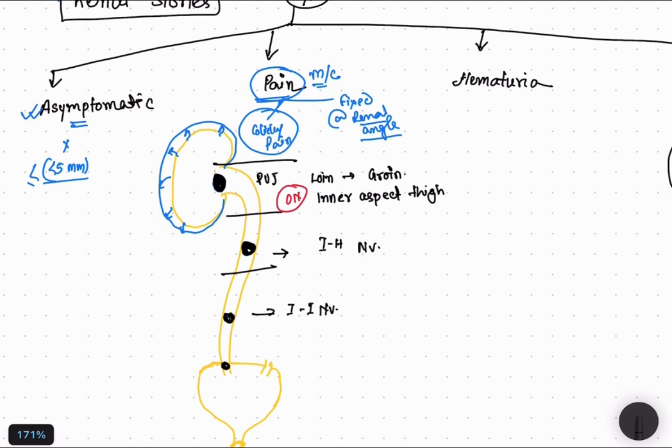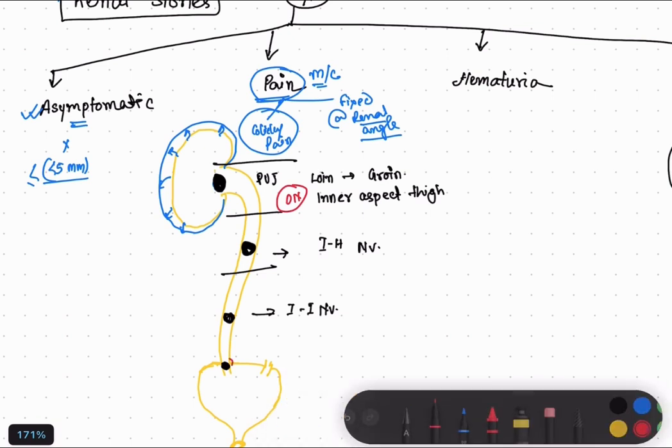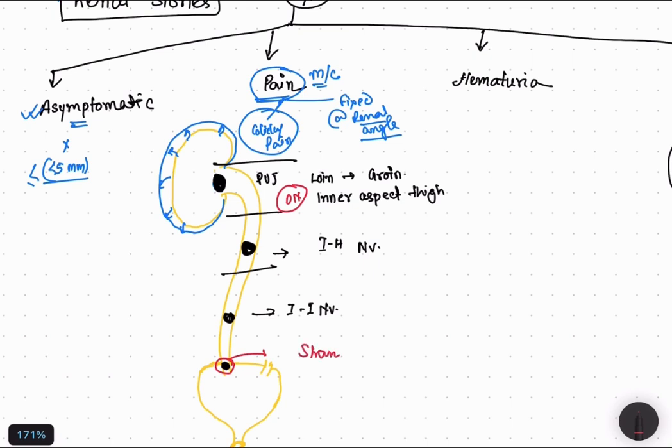Now, a very important one: if a stone is impacted in the intramural portion of the ureter, intramural portion means the part of the ureter which is passing through the urinary bladder musculature, that can lead to strangury. Strangury means there is an intense painful urge to pass urine, but on trying to do so, a few drops of blood will come to the meatus. That is what strangury is.